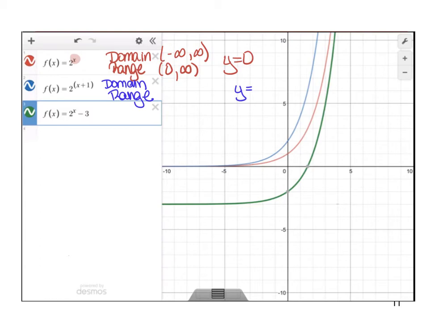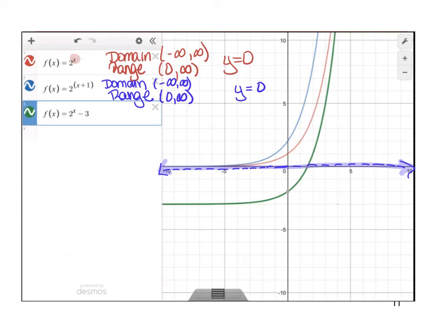Okay, we are back. Now for my blue function, I'm looking at my domain. What values can I put in for x, and I can put anything in. So my domain is the same as my domain for my parent function. It is negative infinity to infinity. Now, my range is actually the same thing too. It's 0 to infinity because I am approaching this line at 0, but I never get there. And so my range is 0 to positive infinity, and my horizontal asymptote is also y equals 0.